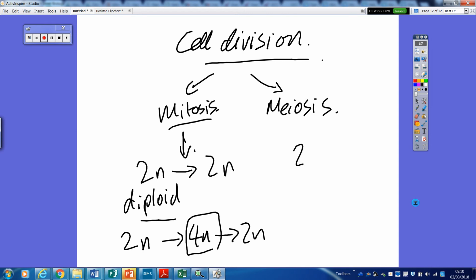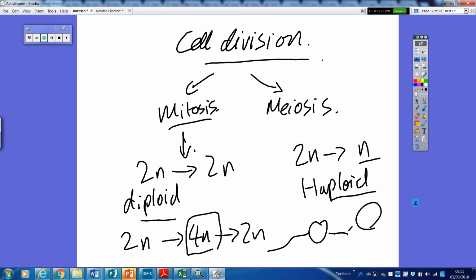Meiosis is where we start with a diploid cell and we finish with a haploid cell. So a cell that has half the amount of genetic information. Because when we take a sperm and an egg and we fuse them together, we want to finish with a diploid cell. So we don't want too many sets of information, if that makes sense. So we'll start with mitosis.